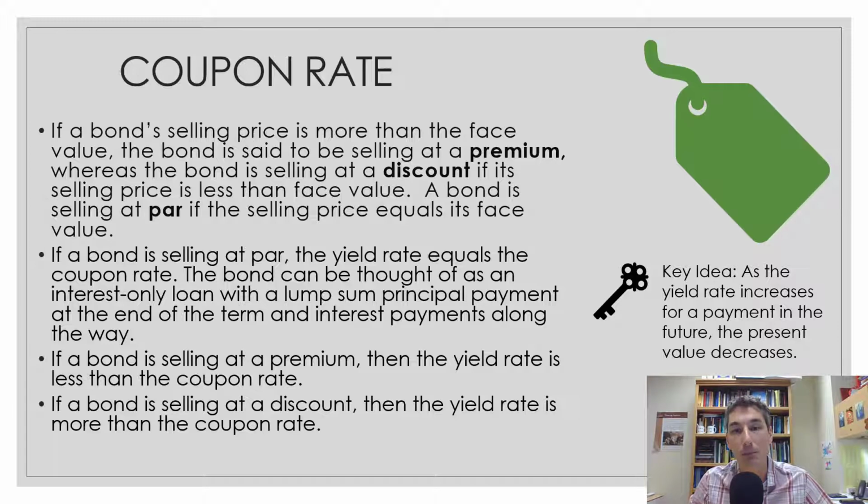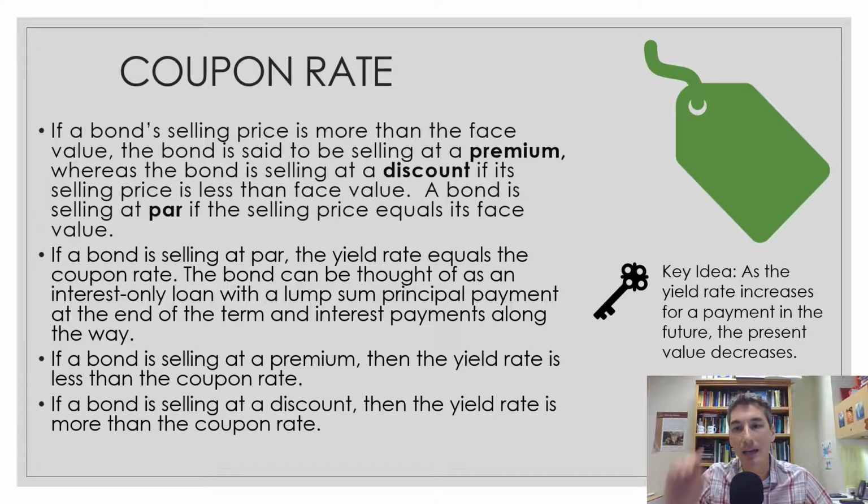If the bond is selling at a premium, then the yield rate is less than the coupon rate, right? So for a premium, there's lots of coupons, so your coupon rate must be higher than the yield rate. And if a bond is selling at a discount, then the yield rate will be more than the coupon rate. So you've got a small coupon rate, the coupons are smaller, which is why it's selling at a discount, because the selling price is lower than the face value of the bond.